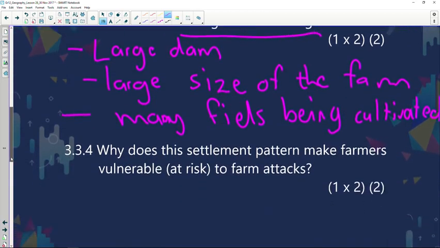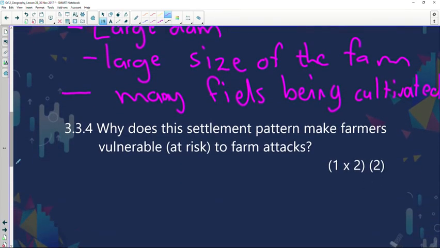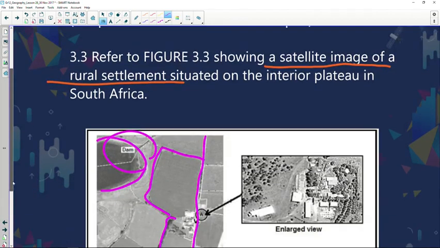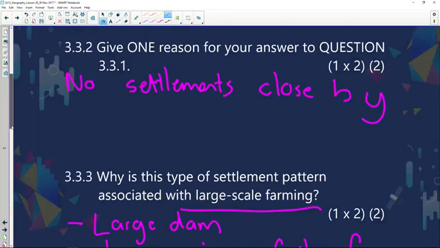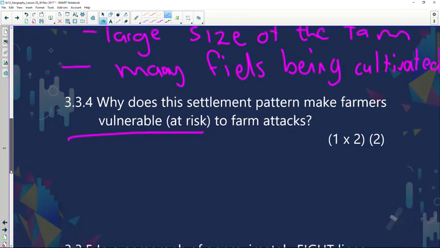Now, if you look at question 3.3.4, unfortunately, it's a question that happens daily in South Africa. Why does this settlement pattern make farmers vulnerable? And vulnerable means at risk to farm attacks. Now, the simple reason why is because of farm attacks, you're quite isolated. The security is not great, and you're very far from help, and even from an urban settlement where police might be found. So you're basically all by yourself, and your nearest help is quite far away.